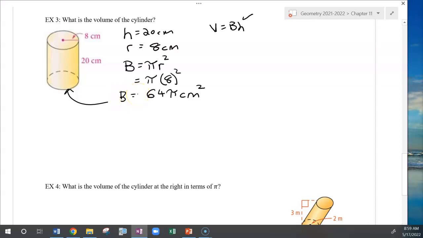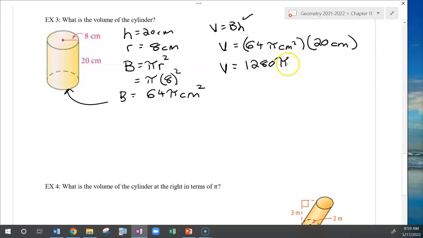Now all I have to do is plug in. So my volume is going to be 64 pi, and that's centimeters squared, times my height, which is 20 centimeters. So I'm going to have 20 times 64, and that's going to give me 1280 times pi. Centimeters squared times centimeters is centimeters cubed.